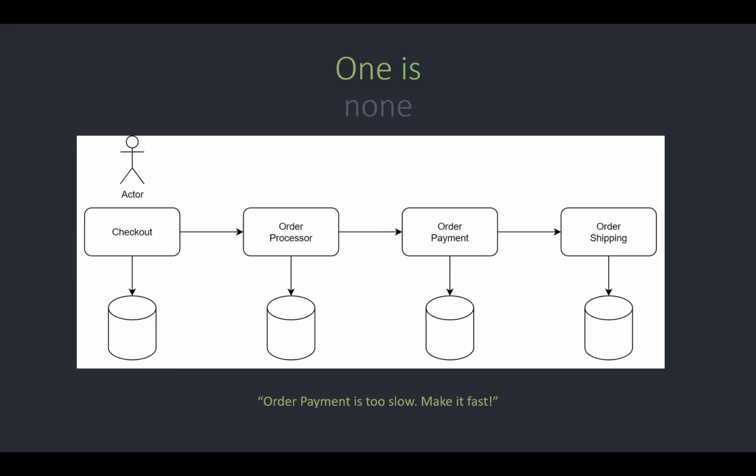But there's a particular problem with this. A common wording is one is none within IT, especially when dealing with cloud infrastructure, in that we have only got one instance of each one of these processes, and each process heavily relies on the other process to do its job. A customer can't complete unless the order process system is up and running. And the order processing system can't complete unless the order payment system is up and running, and the order payment system can't run until the shipping system is up and running.